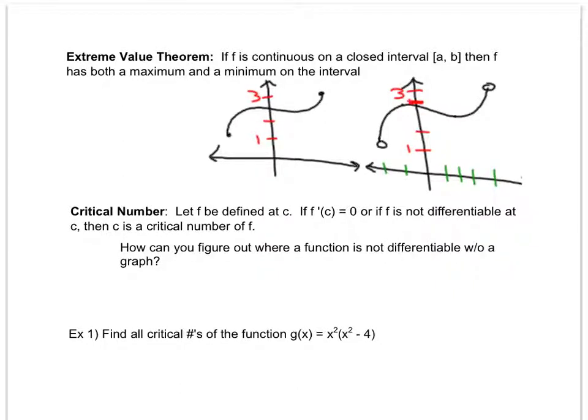Now that we've started looking at finding maximum and minimum values from a graph, I'm going to give you the extreme value theorem. The extreme value theorem tells us that if we have a function and it's continuous and it's on a closed interval, then there has to be both a maximum and a minimum somewhere on that interval. It could occur somewhere on the interval, or it could occur at the endpoints. That's not to say if it's an open function that it doesn't have a maximum or minimum. We just can't be certain.